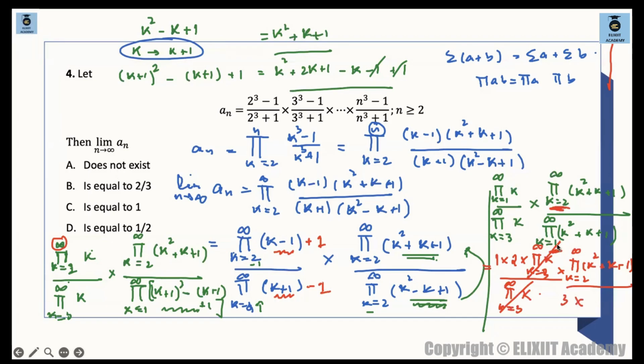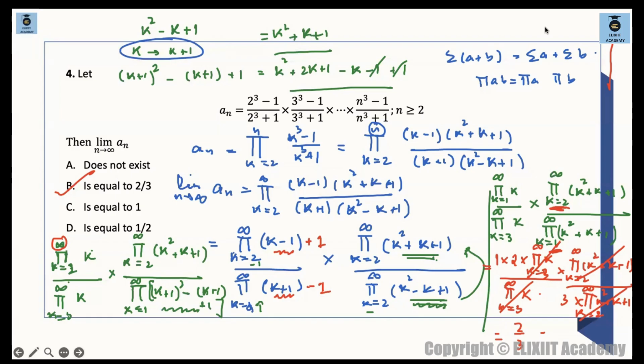Right? Put the value of k as 1. So 1 square plus 1 plus 1, that means 3 only. So 3 multiplied by the product starting from k is equal to 2. You have taken one value, so the next product will start from 2 only. k square plus k plus 1. So this quantity and this quantity will cancel out. So what is remaining? 1 into 2 divided by 3. Remaining part has cancelled out. So that means 2 by 3. Answer is option B is correct.